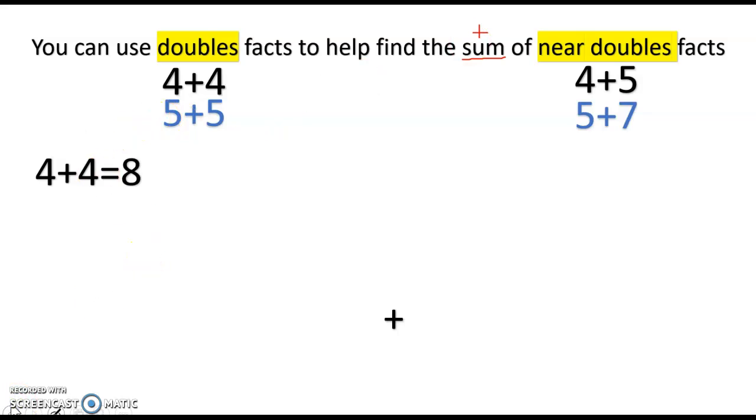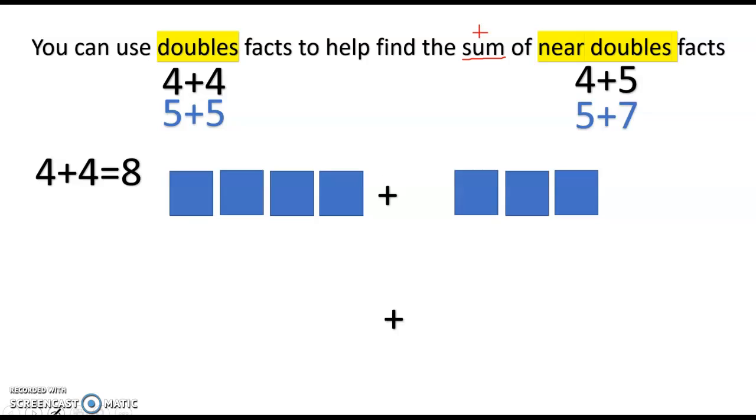So let's say we had the doubles fact 4 plus 4 equals 8. We know 1, 2, 3, 4 plus 1, 2, 3, 4 equals 8. Now what happens when we have 4 plus 5? 5 is 1 more than 4. So now I count, I have 4 plus 4 equals 8, plus 1 more equals 9.